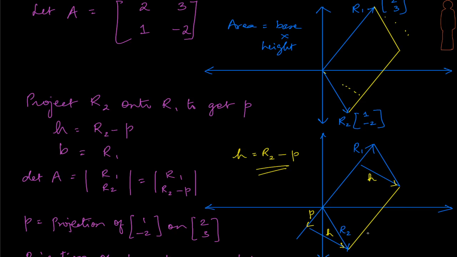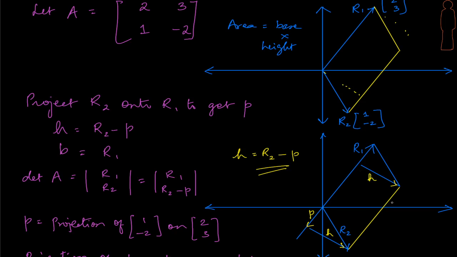Now our life is simple. Instead of calculating the area of the parallelogram, we could calculate the area of this rectangle. Now what's the area of the rectangle? This is the base, that's the height. I have my height. What's the base? The base has got to be R1, right? So this much which is lost here has got added here. This must be R1. That's it.